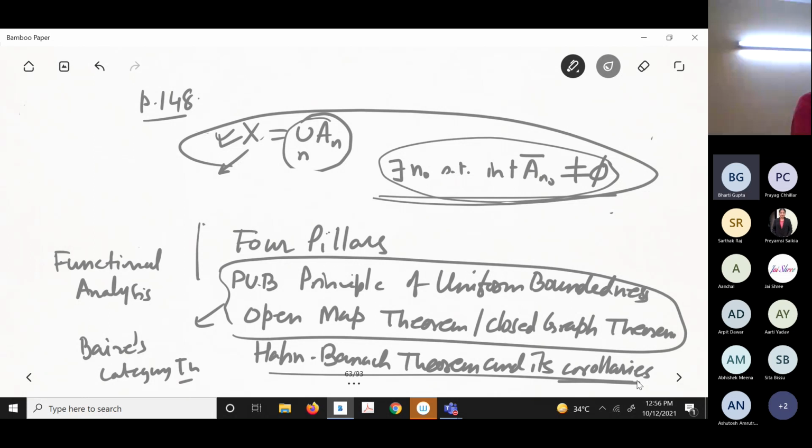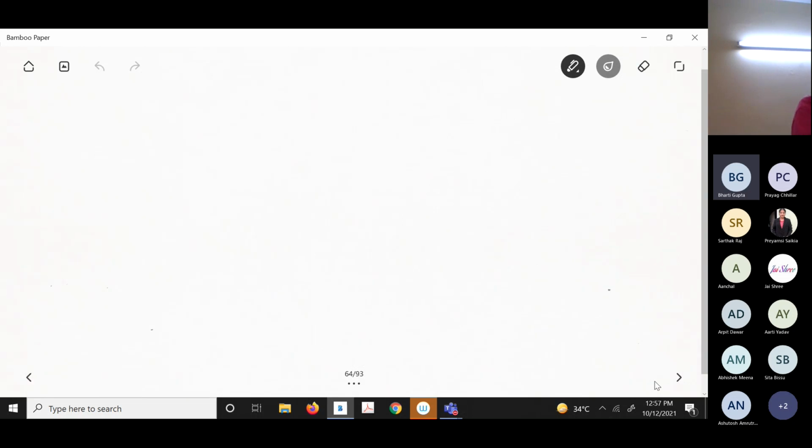And I told you yesterday, for any good result, you'll have only three families: Baire's category theorem, compactness, and connectedness. At least one of them will have to be used. If you don't have that in your result, then it's not a good result, directly or indirectly. That's why the Baire category theorem is important.